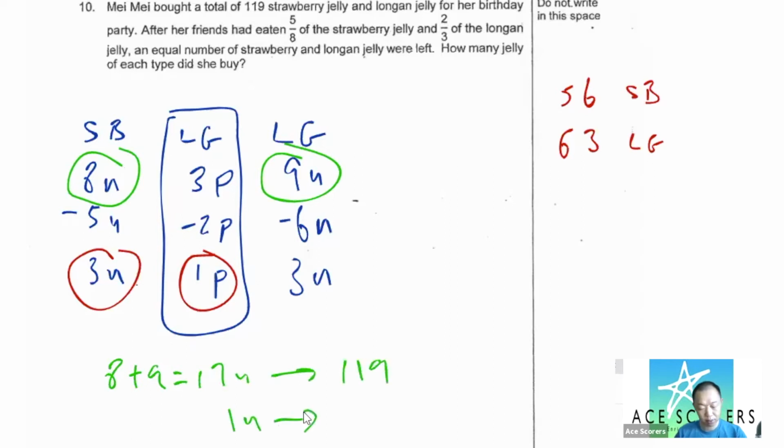1 unit represents 119 divided by 17. 1 unit is 7. So how many jelly of each type? 8 units would be 56 and 9 units is 7 times 9, 63. Okay, so longan 63.